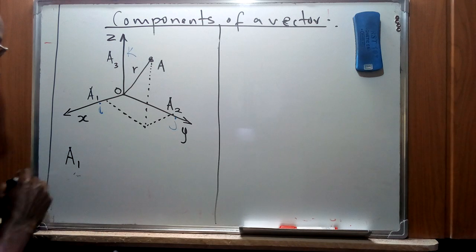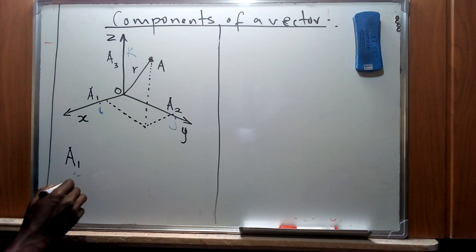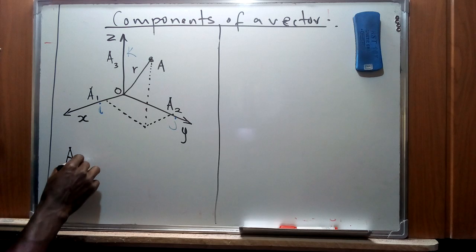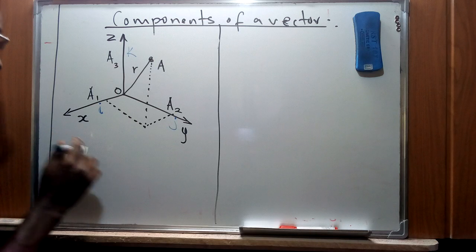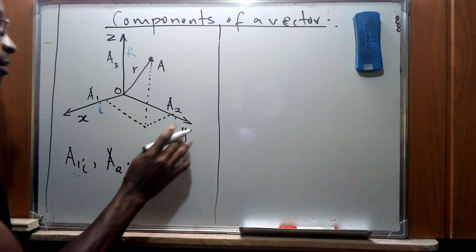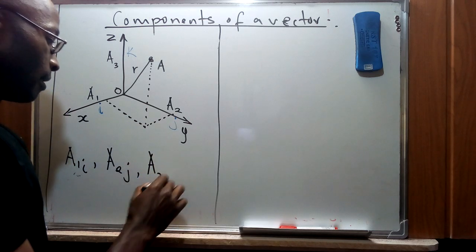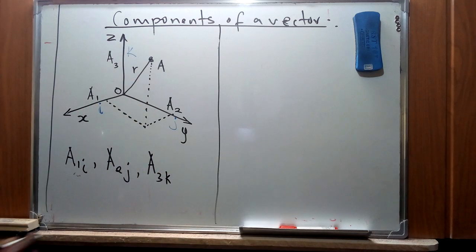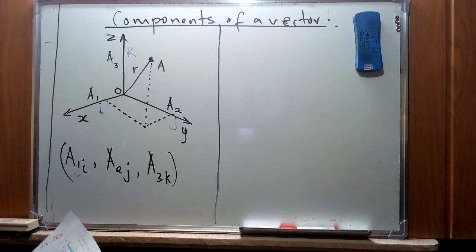So therefore, the components for these vectors can be represented using A1. In this case, this one has not told us in which direction that component of the vector is indicating. So we can write A1i to indicate that this is a vector component of vector A in the x direction. And then we have A2j, this is a component in the y direction. And then A3k, this is in the z direction. So we can represent a three-dimensional space, or a rectangular coordinate system, using this particular representation.